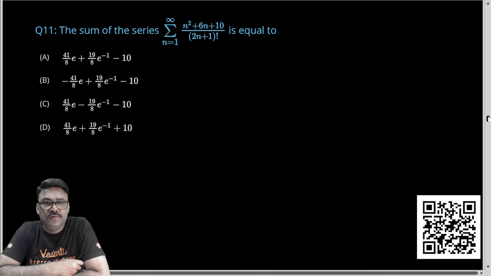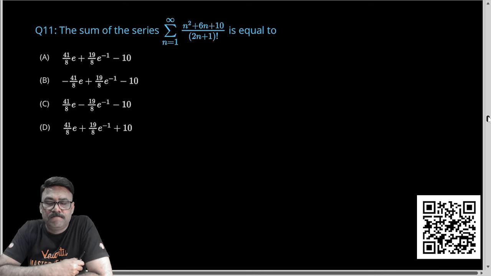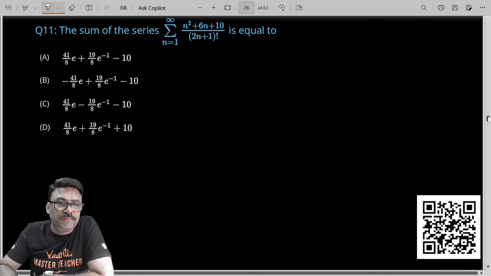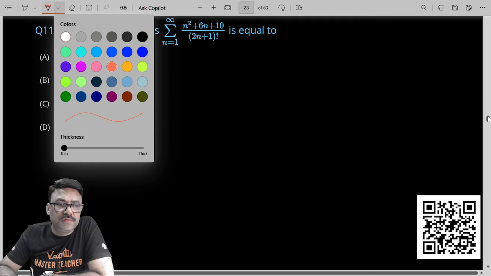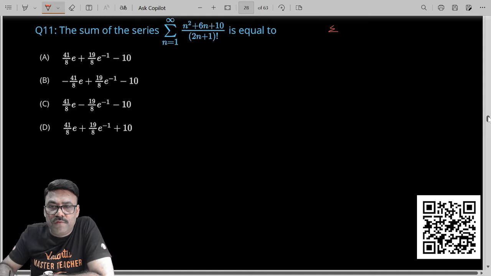This question is based on exponential series. So before doing this question, let's note down some results first, which I will be using here. If you take n varying from 0 to infinity, 1 by n factorial, so basically it is 1 by 0 factorial plus 1 by 1 factorial plus 1 by 2 factorial up to infinity. It is e.